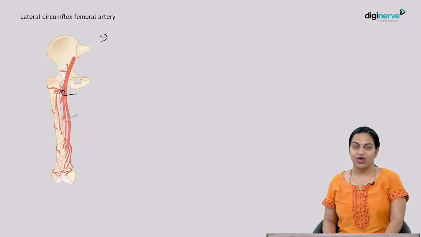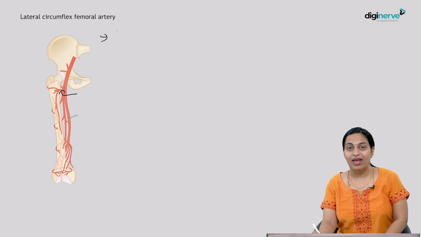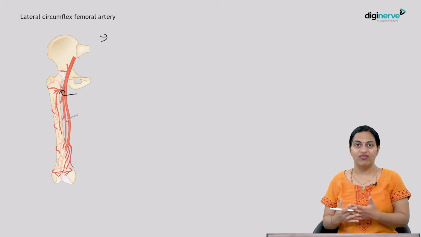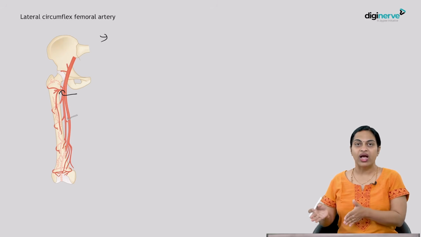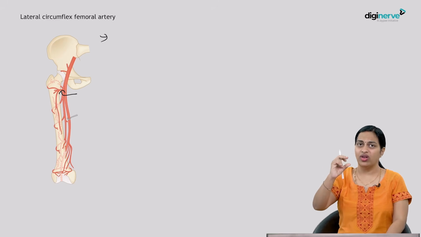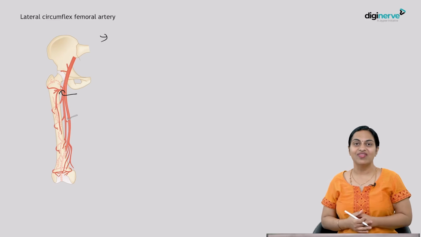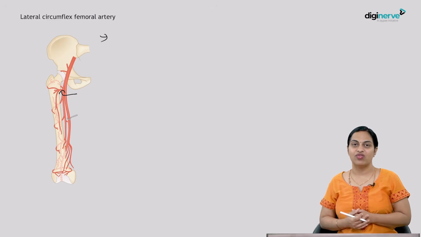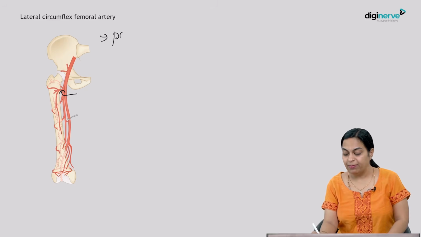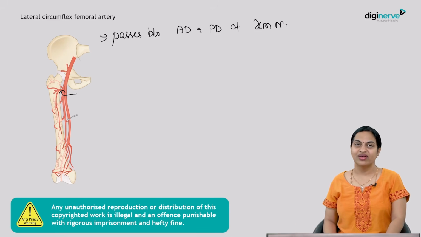Very important. Okay, so you can see that this lateral circumflex femoral artery passes between the two divisions of the femoral nerve. So we saw in the floor of the femoral triangle, the contents from medial to lateral were the vein, the artery and the nerve. The trunk of the nerve is very small. Very soon, it will divide into an anterior division and posterior division. And you can see the lateral circumflex femoral passing between the anterior division and posterior division of femoral nerve.